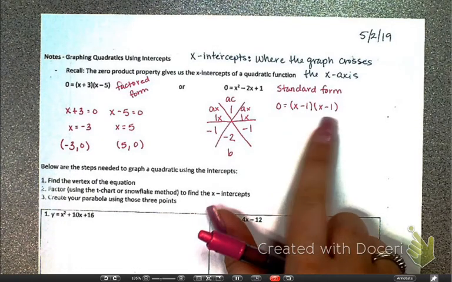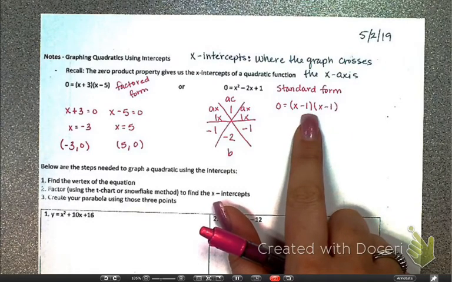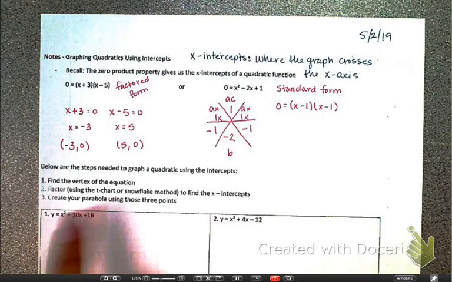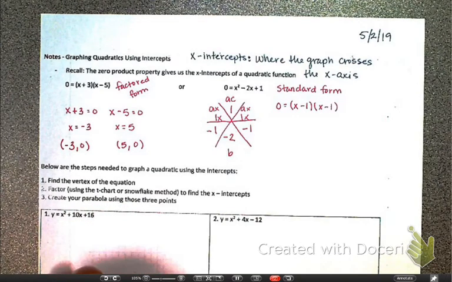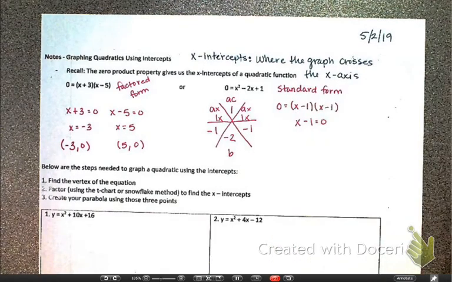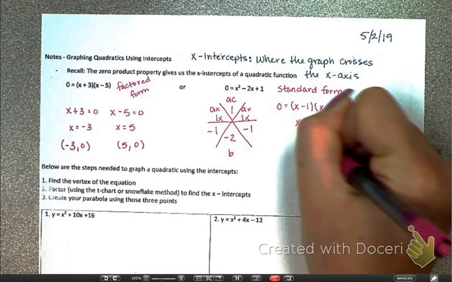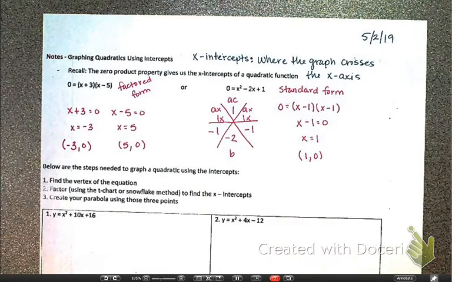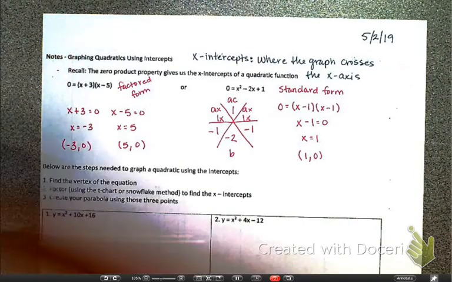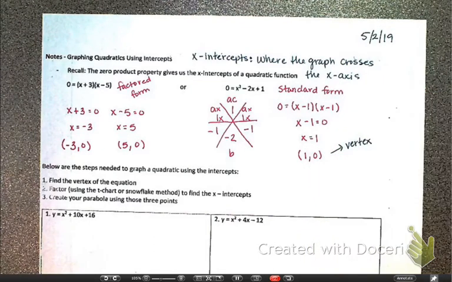What do you notice about these? They're the same. What does that mean? What's going to happen? It's only going to cross the x-axis once. Okay, so x equals 1, or that point is 1, 0. And if it only crosses the x-axis once, it will actually be your vertex. Okay, so if it only crosses once, it will be your vertex.